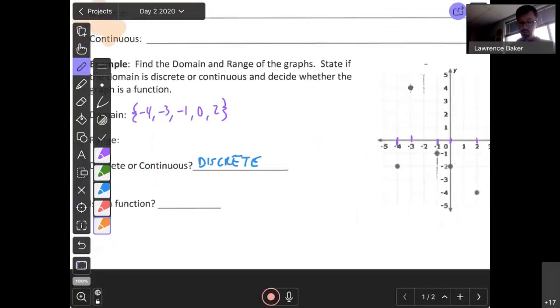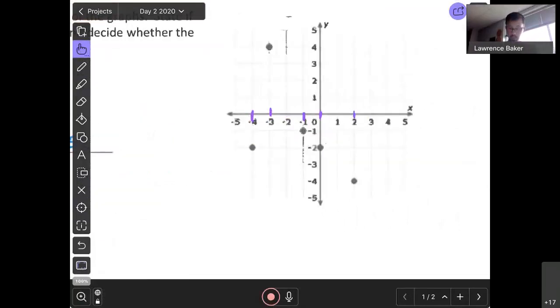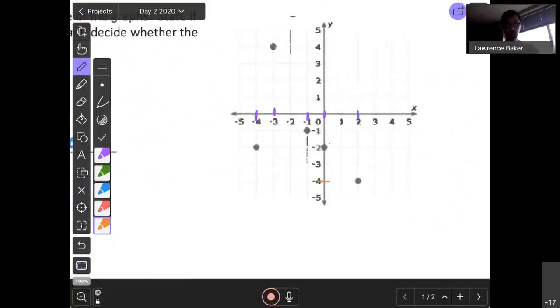And then the same thing with the Y values. I just go back and look at the graph and say, well, where do I have a Y value? So I'm seeing a Y value down here at -4. I have 2 Y values at -2. I have a -1, and then I have a 4.